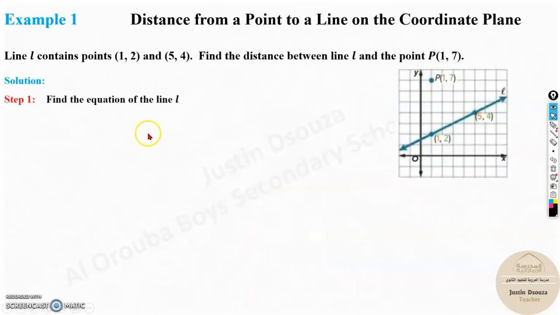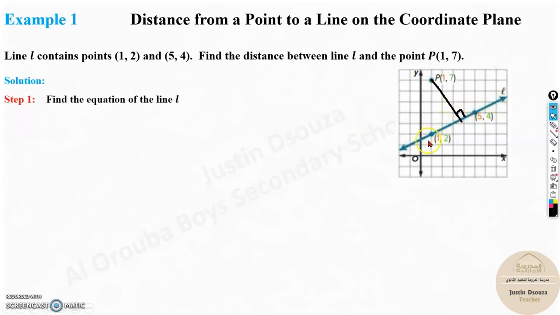Now we will solve some problems. Line L contains points (1, 2) and (5, 4). You can see over here in this line. Find the distance between line L and the point (1, 7). When they mean distance, we need to find the shortest distance, or the perpendicular distance. Now, how do we do that?